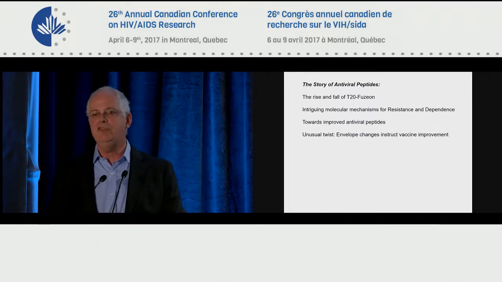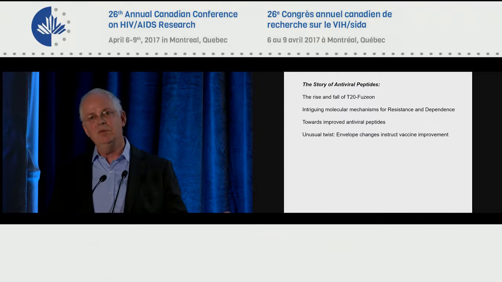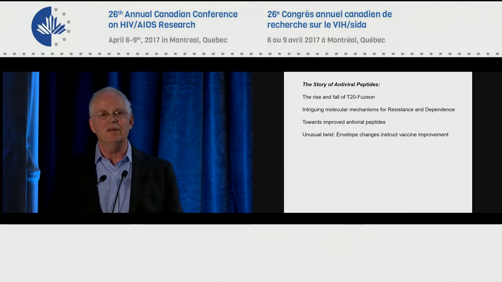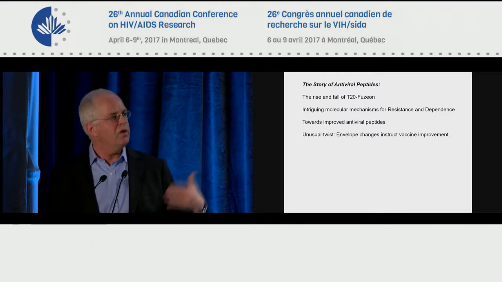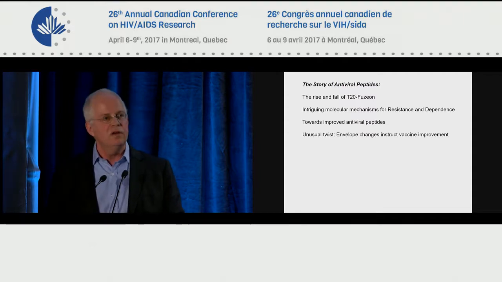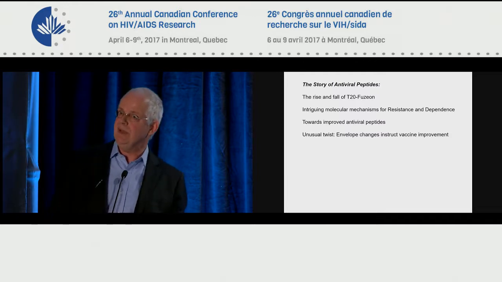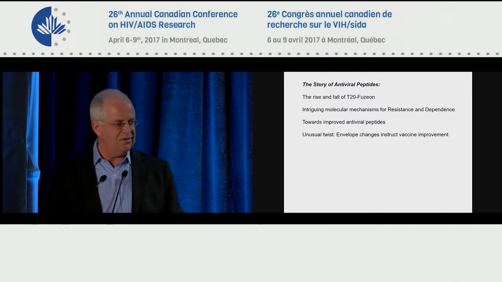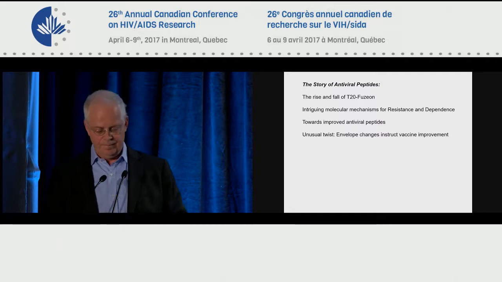The rise and the fall of T20, a beautiful new drug target, effective in patients, but the peptide has to be injected. And that is, of course, not the case for all the other effective drugs, and that's why it's not so popular anymore. But for us basic scientists, it's an intriguing molecule, new target and new resistance, and also drug dependence mechanisms that we are fond of understanding. And I'll show you a nice example where that can lead to.